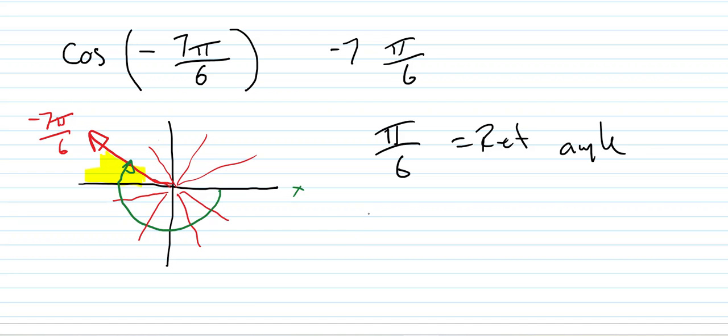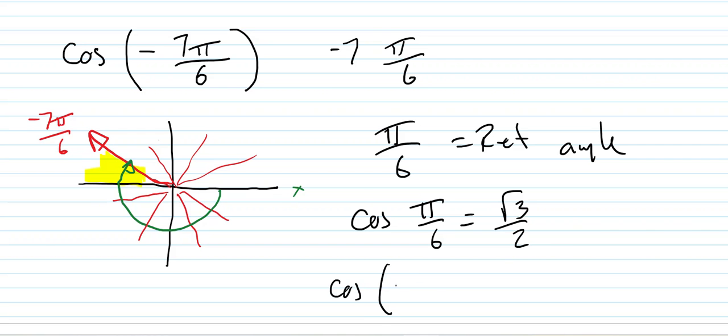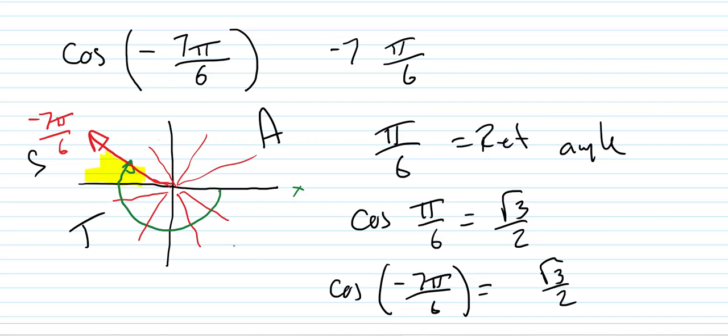Well, now we want to find the cosine of pi over 6. And the cosine of pi over 6 is radical 3 over 2. And then finally, we then want to find the cosine of negative 7 pi over 6. And that's going to be the same thing as the cosine of pi over 6 adjusted for the quadrant that it's in. All Students Take Calculus.